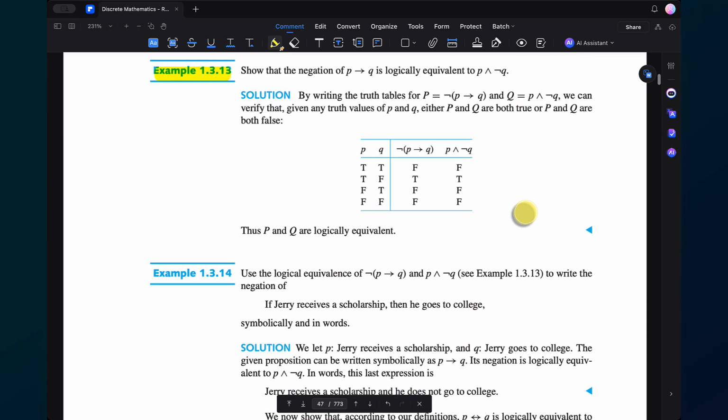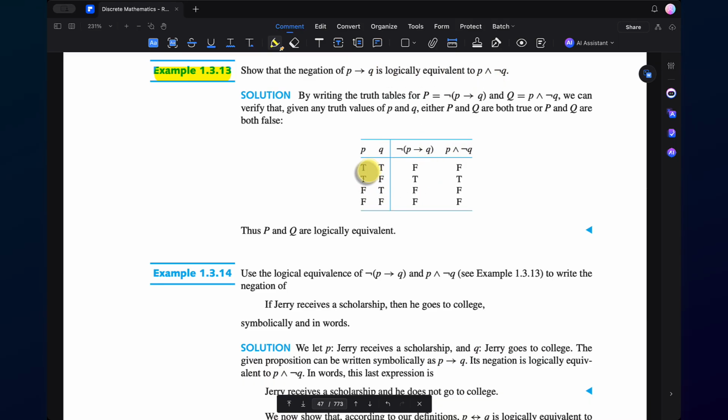Let's see. Let's do this one. Show that the negation of P implies Q is logically equivalent to P and not Q. Okay, so here's the solution, right? We basically look at the truth tables of those two things that are supposed to be logically equivalent, and we verify that, in fact, they agree everywhere.